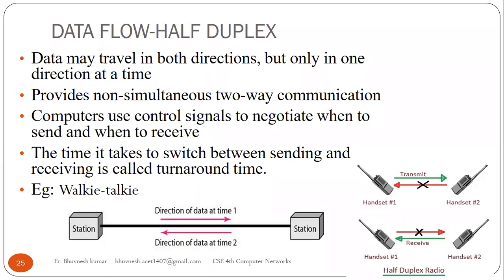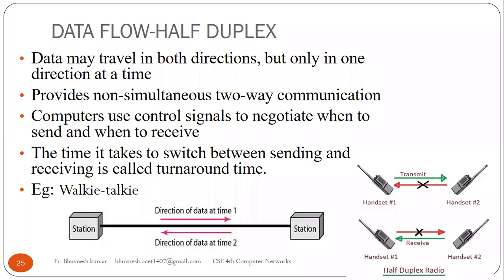Okay, after receiving, the receiver will send the data to the sender side. This is your half duplex. Data can be transmitted in both directions, but one at a time. Data may travel in both directions, but only in one direction at a time, like your walkie-talkie. A walkie-talkie is an example of half duplex.